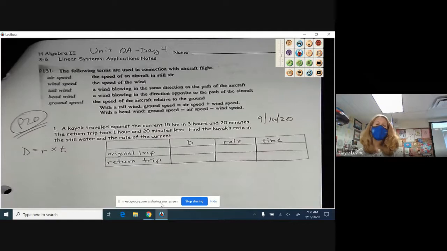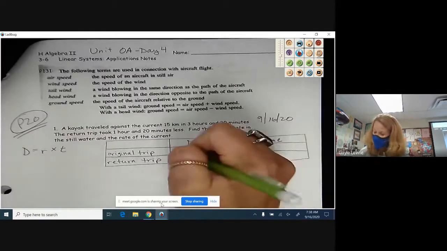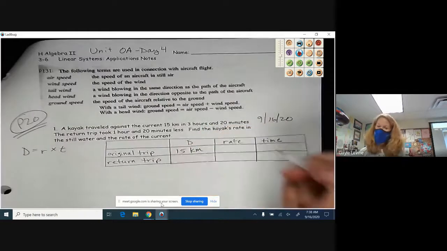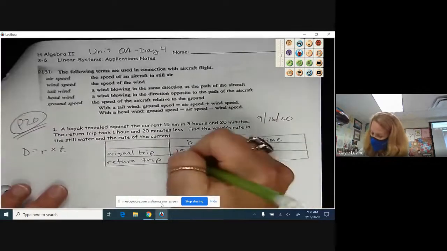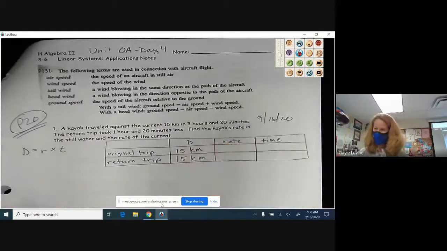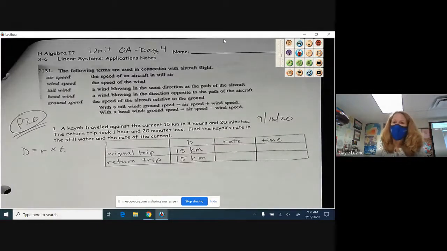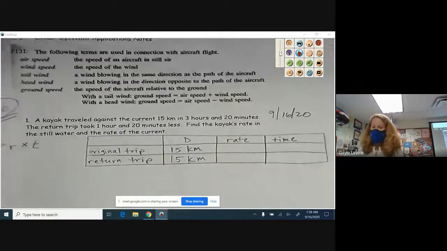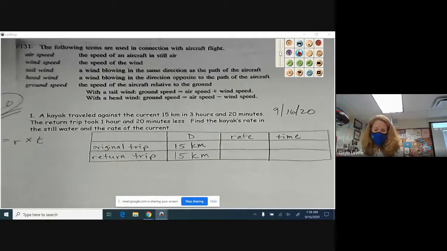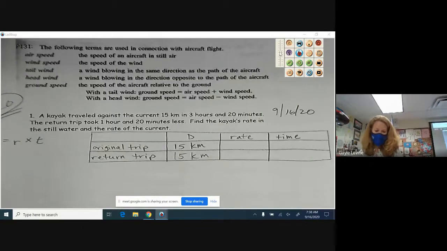Okay, so the trip is 15 kilometers. So the distance is going to be 15 kilometers here. And then if you go down and you come back, it's going to be 15 kilometers both ways. Let me try to zoom in a little bit. Is that a little better? All right, and then the rate and the time, let's hold off on for just a second.